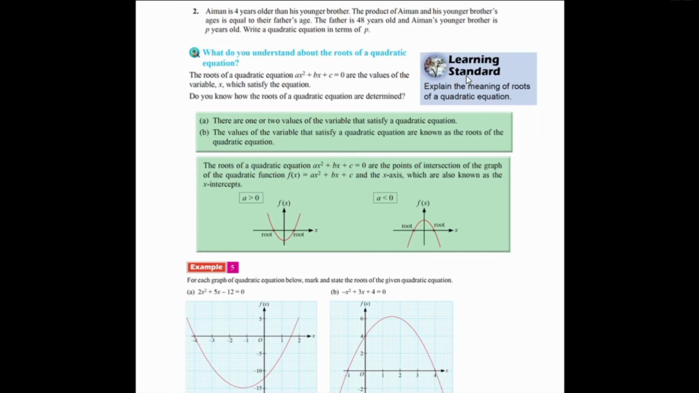Okay, first, do you know how the roots of quadratic equation are determined? So firstly, the roots are determined when there are one or two values of the variable that satisfy a quadratic equation. Or, the values of the variable that satisfy a quadratic equation are known as the roots of the quadratic equation.